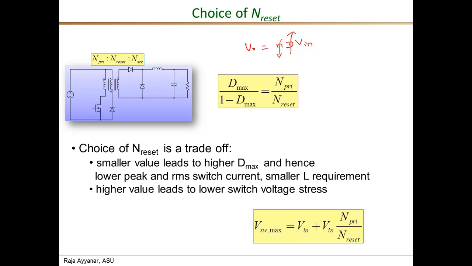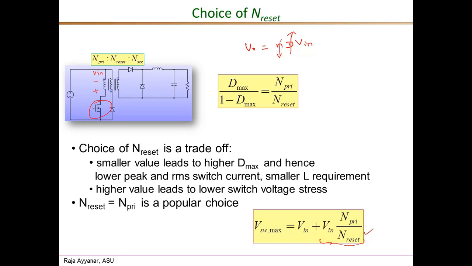So the expression for the switch voltage, V switch: when this is turned off, this end is already at Vin, same as the input voltage, and the induced voltage here would be in this polarity, and that is equal to Vin times N primary over N reset. So that is the voltage across the primary winding. That plus Vin is the total switch stress. So here if you make N reset larger, then at least this part of the switch stress equation is lower, and that results in lower voltage MOSFETs, which is again a big advantage. So it's really a trade-off.